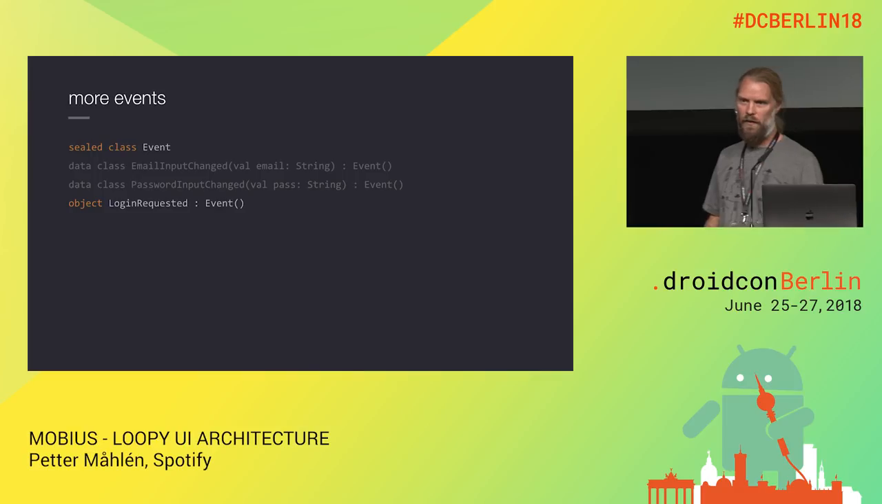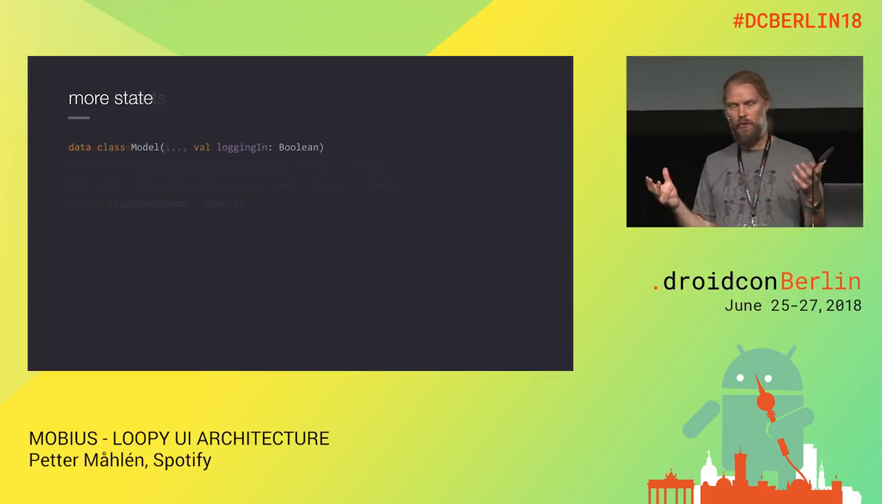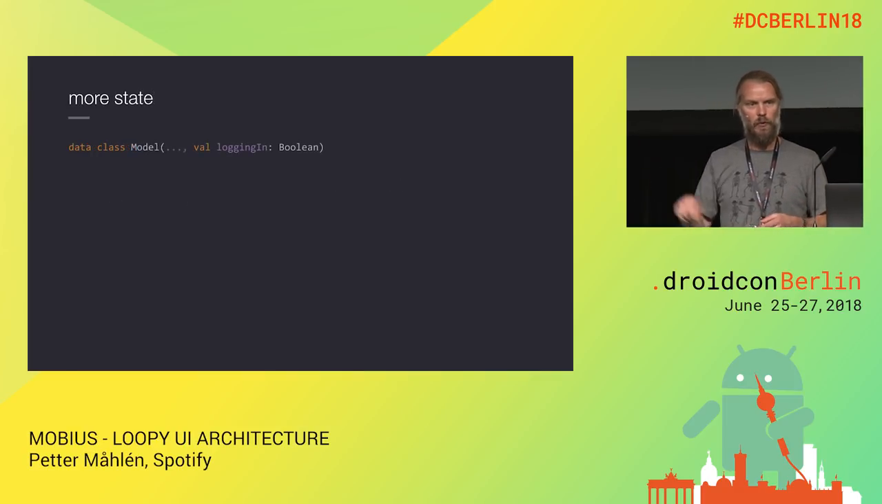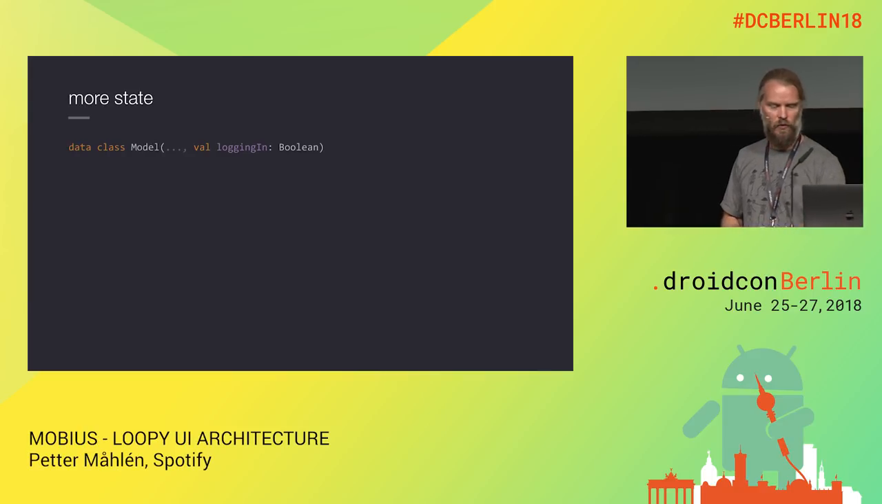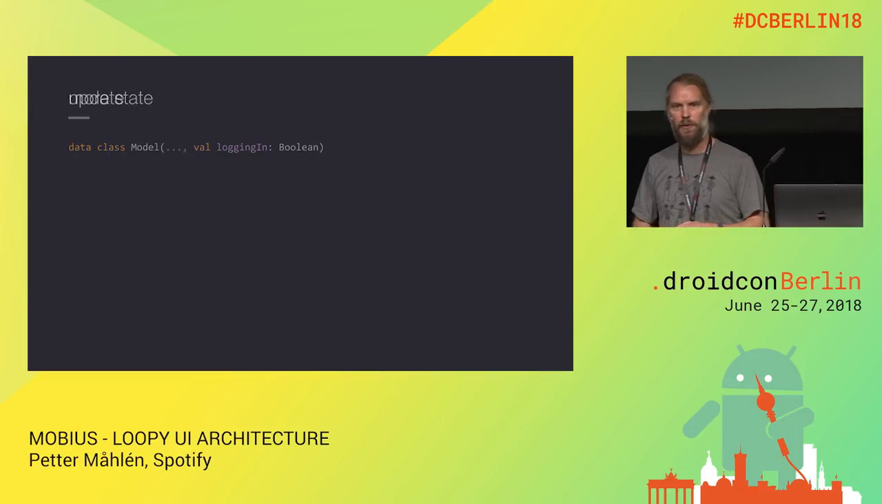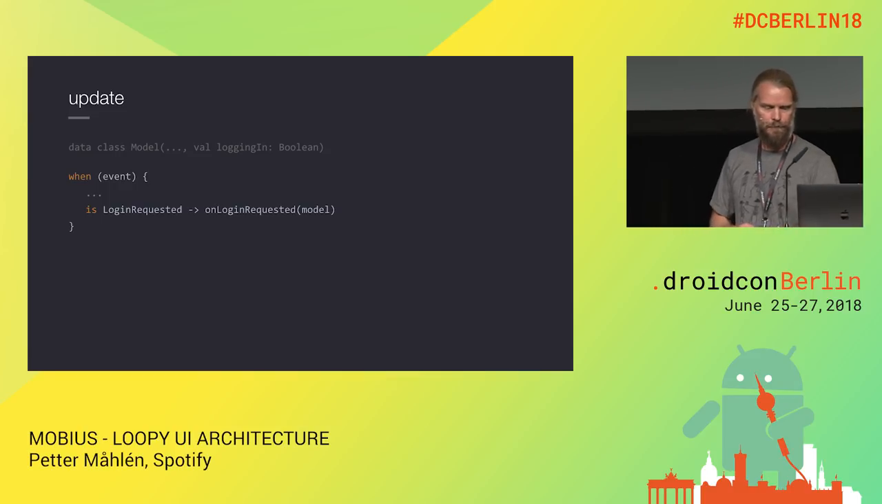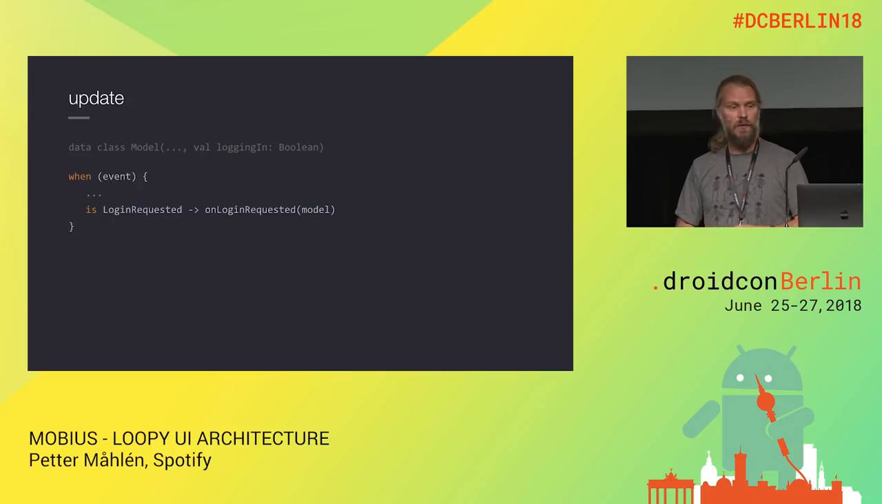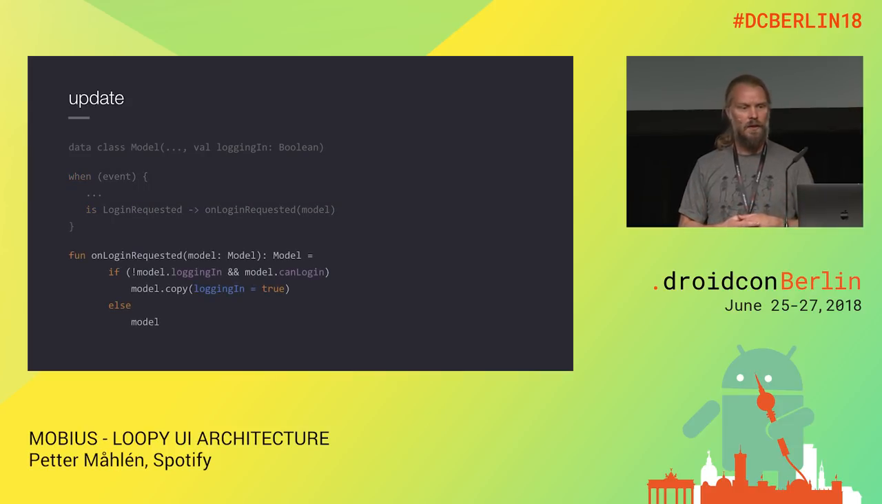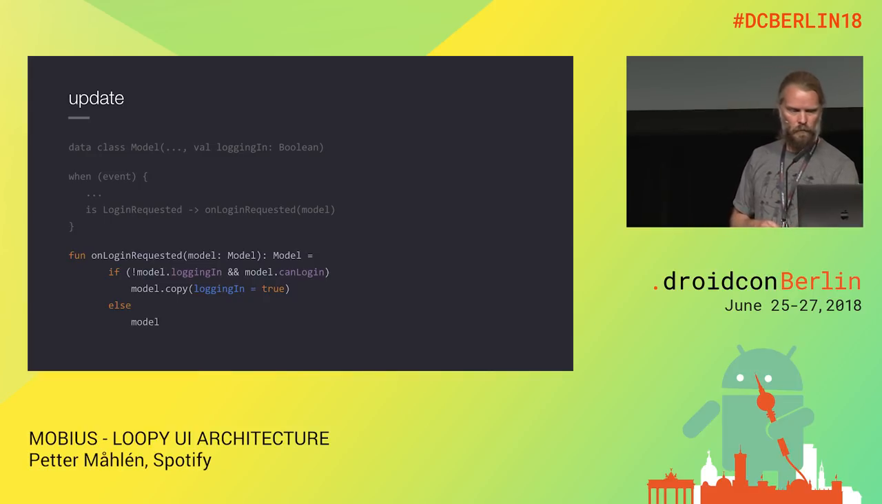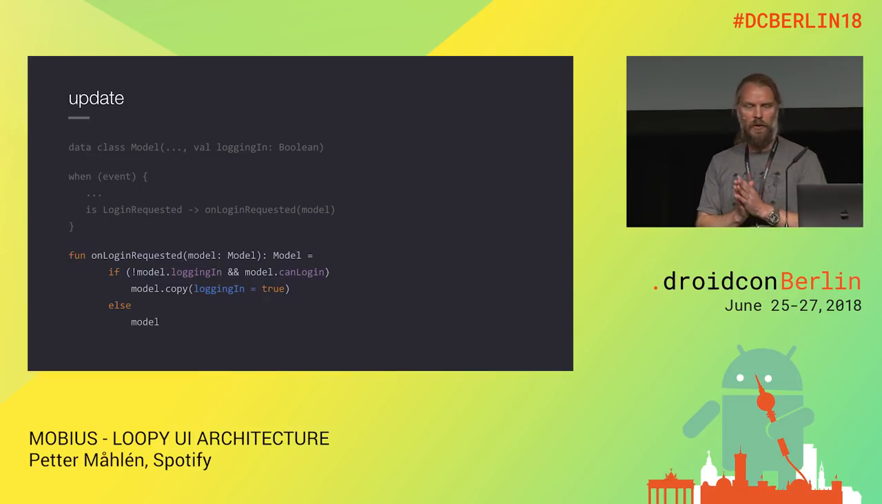We have the email and the password that we're going to use for logging in. And when the login is in progress, let's say that we want to show a spinner. So we're currently in the process of logging in. So we need to add some more data to the model, a Boolean that keeps track of whether login is in progress or not. And then we need to modify our update function so that we can handle this login requested thing. And here's an implementation of that.